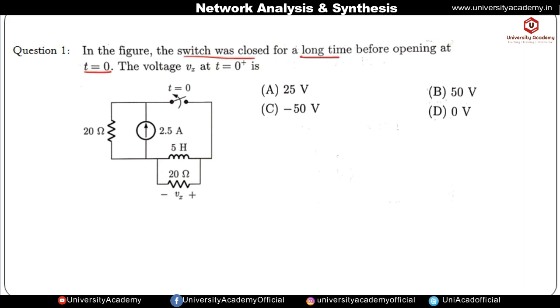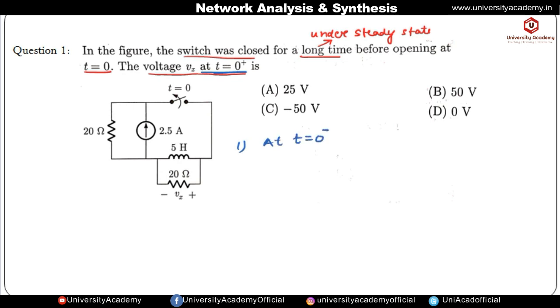for a long time. So here long time indicates that for t less than 0 the circuit is under the steady state. Now it is saying that we have to find out the voltage v of x at t is equal to 0 positive. So here, at a particular instant, that is at t is equal to 0 positive, we have to find out the value of this voltage v of x which is across this 20 ohm resistance. Okay, so first we will draw the circuit at t is equal to 0 negative.